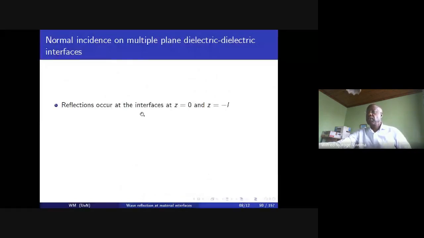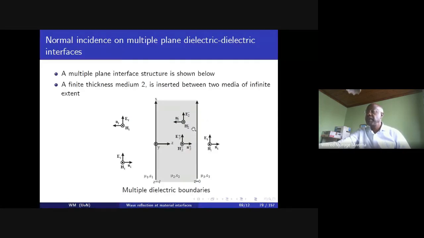What we note is that reflections will occur at the interfaces at z equal to 0 and z equal to minus L. There is a reason why I've put the z at this point. It will simplify our analysis. You can always put z here, okay? But then we'll start dealing with things that have phase angles or phase factors, which we want to remove out of our expressions and leave them only for this end here.